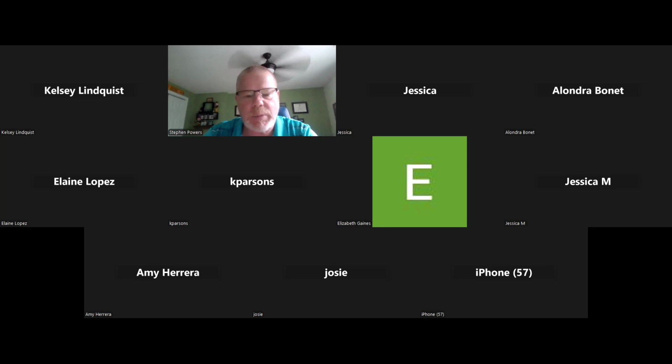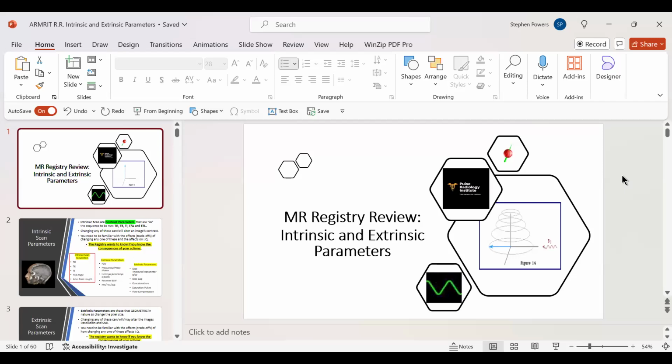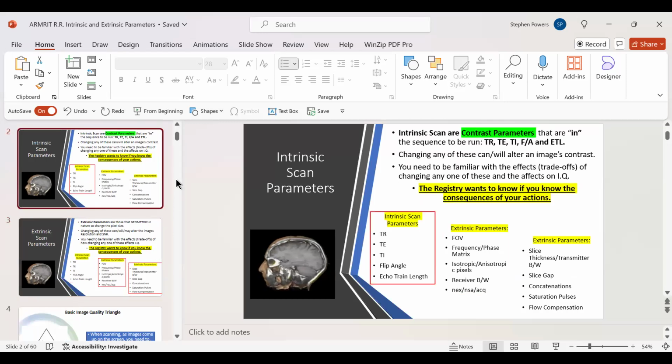Intrinsic, extrinsic parameters. Okay. All right, so intrinsic and extrinsic parameters is what we're going to go over right now. And hold on, where did it go? Come on, full screen, Stephen.